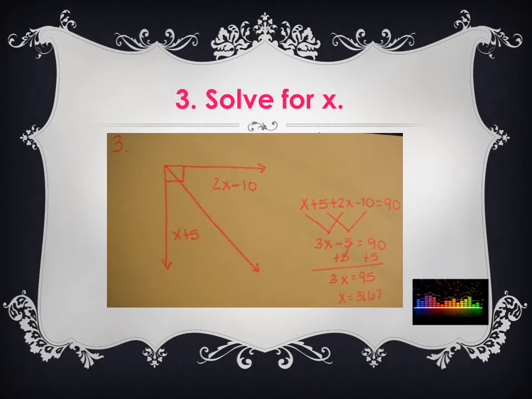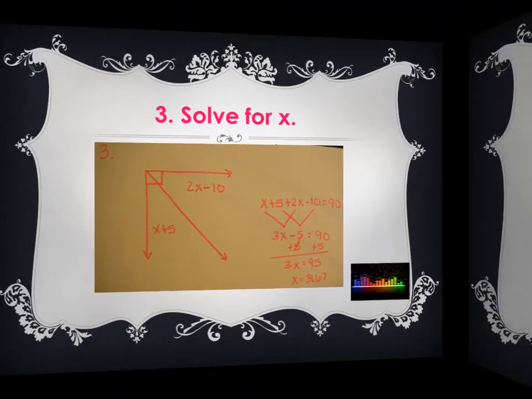In this problem, you are given a 90-degree angle. x plus 5 and 2x minus 10 add together to give 90 degrees. x and 2x add together to give you 3x, and positive 5 and negative 10 add to give you negative 5. These are still equal to 90 degrees. Add 5 to both sides, giving you 3x equals 95. Divide by 3 on both sides, and you are given x equals 31.67.